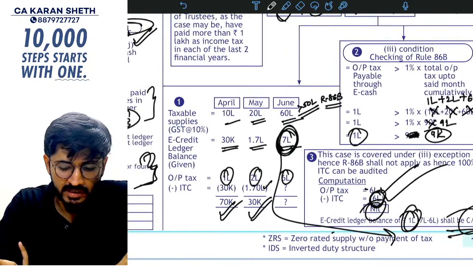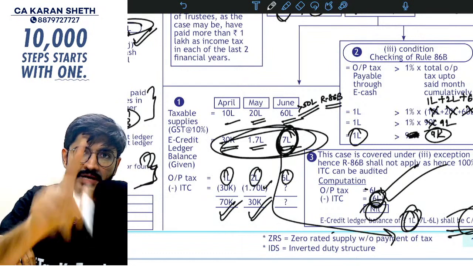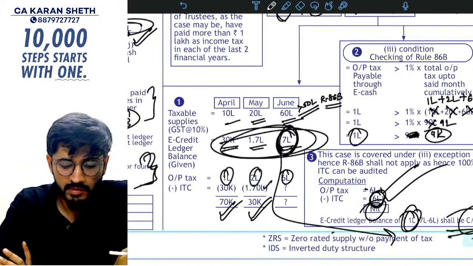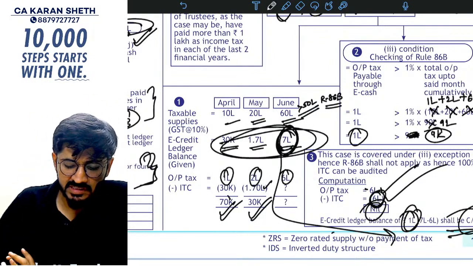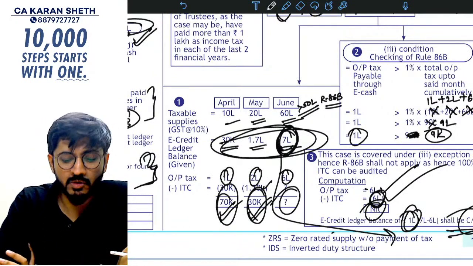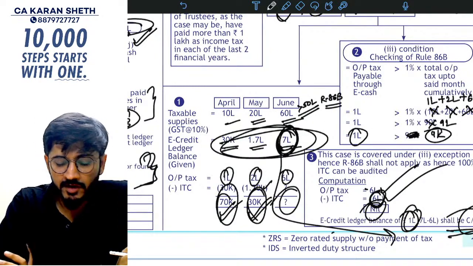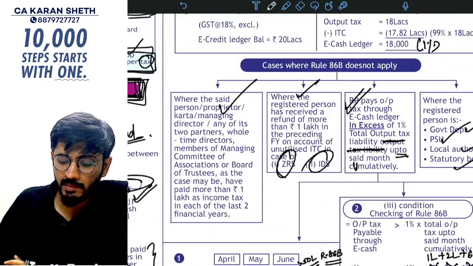Only 2 things to check. Just check up till now what is the output tax, uska 1% le lo. And up till now just check how much have you paid in e-cash ledger. It's a good metric to follow. If you understand it, great. If you don't understand it, all you have to remember is this.